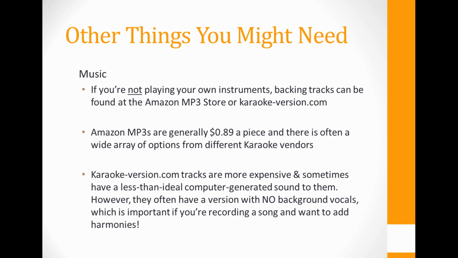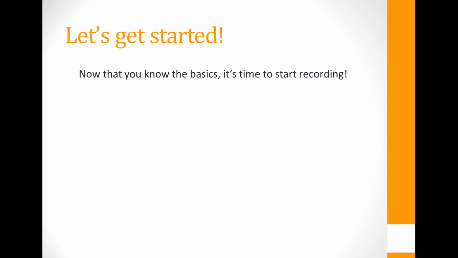So you can download these from Amazon. They're generally 89 cents a piece, pretty cheap. Or you can go to karaoke-version.com. Now, it's a little bit more expensive there, and they often sound a little bit cheesy. They have a bit of a MIDI sound to them. But at Karaoke Version, they typically have three versions, one with vocals, one with no lead vocal, and one with no vocals at all. That means you can do your own background vocals, which is really important if you're doing something like California Dreaming, which has a really obnoxious refrain in the background. You can cut that out entirely and record your own. And that's it. That's the basics.